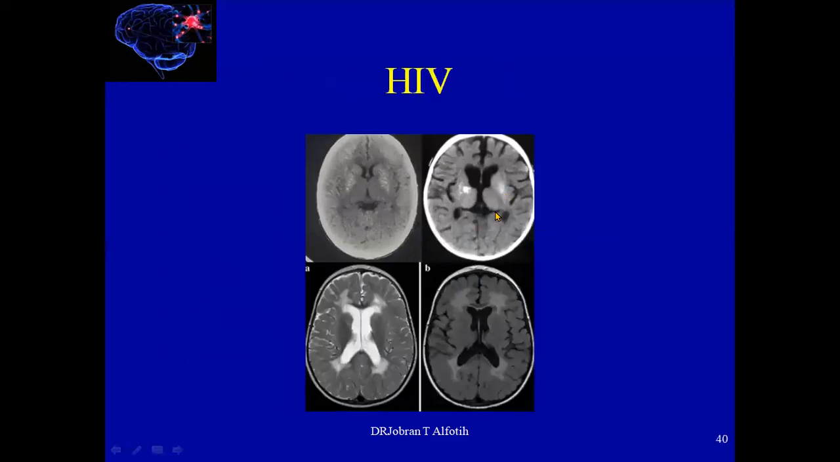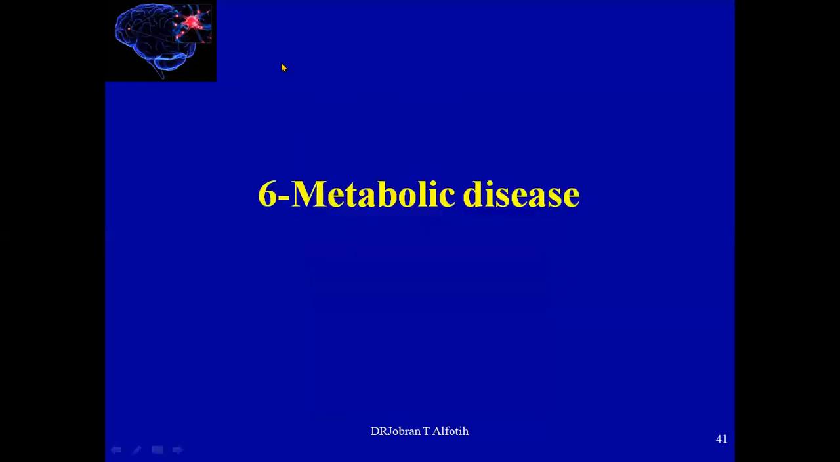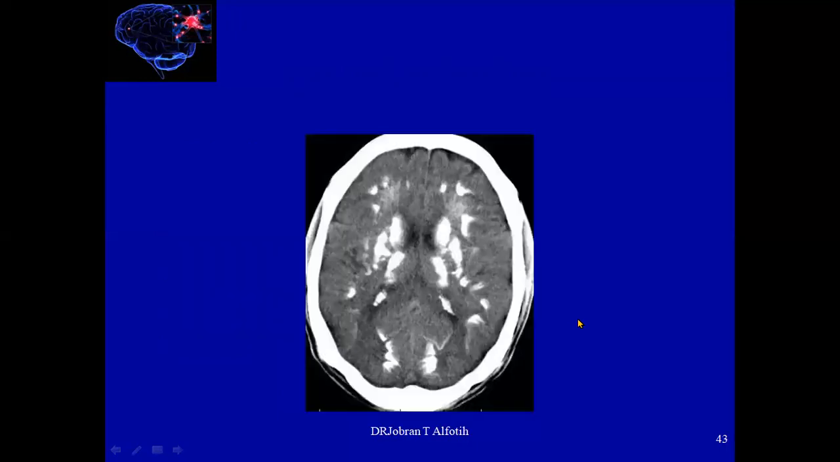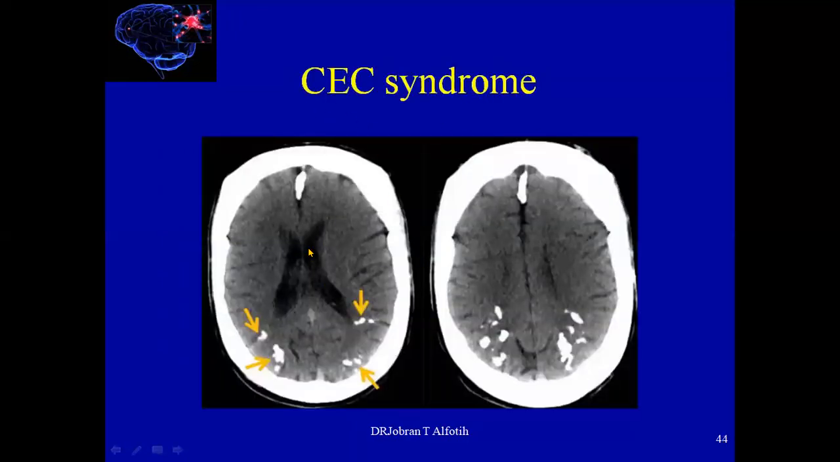HIV patients also have calcification. And number 6, the reason for calcification in the brain, is metabolic diseases like Fahr disease, hypoparathyroidism, pseudohypoparathyroidism, and CEC syndrome, celiac disease, epilepsy, and bilateral occipital calcifications. As you see here, here is an endocrine disease like Fahr disease or hypoparathyroidism. Here, CEC syndrome, which has occipital calcification.